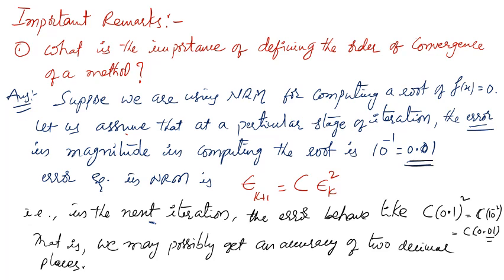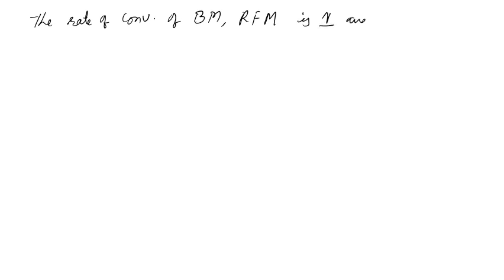However, this depends on what? C, right? Convergence, the rate of convergence of bisection method, regular falsi method is 1, and secant method, I'm just explaining some methods, secant method is 1.618.